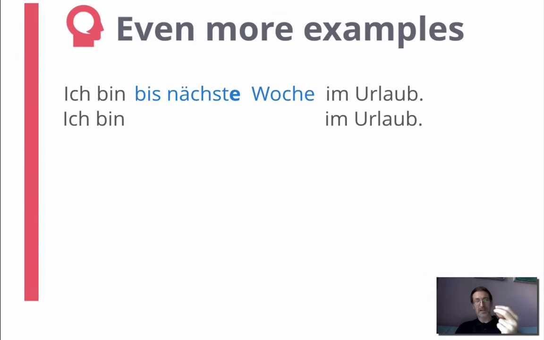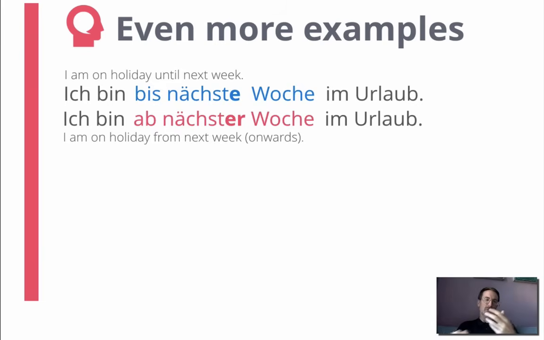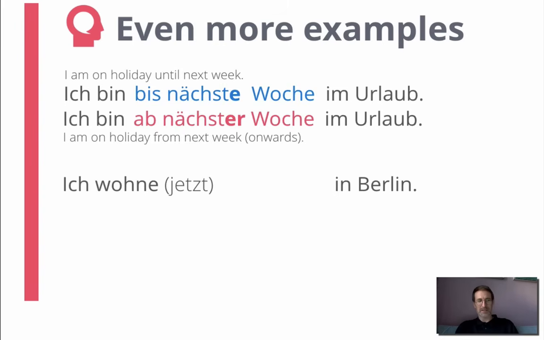It's the only time you have a preposition and still are allowed to use the accusative, because bis is by nature an accusative preposition. But you could also say, ich bin ab nächster Woche im Urlaub, which has a completely different meaning. I'm on holiday from next week onwards. So here we cannot choose. You actually have to use the right preposition.